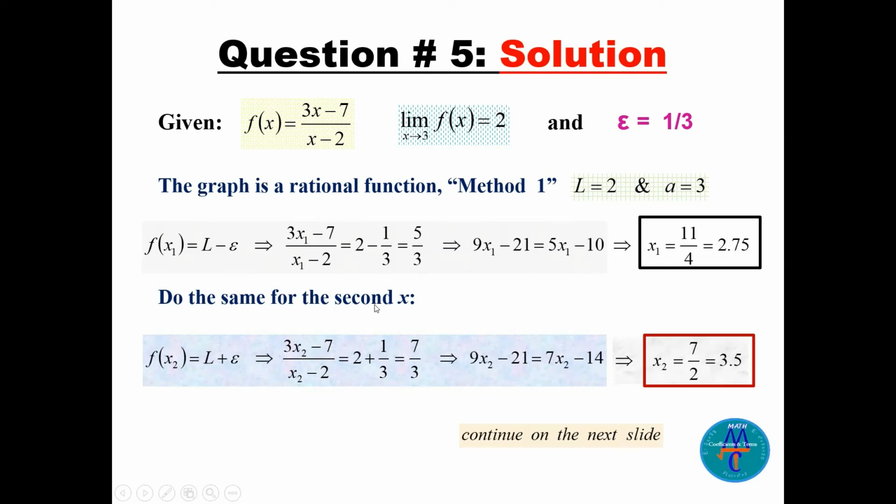Now we do the same to find the second x, which is x2. F of x2 is equal to L plus epsilon. We go slowly here, 2 plus 1/3. And then we cross multiply after we add these two fractions. 2 plus 1 over 3 becomes 7 over 3. Then we cross multiply. We get x2 equals 7 over 2, which is 3.5. So we have x1 and x2.